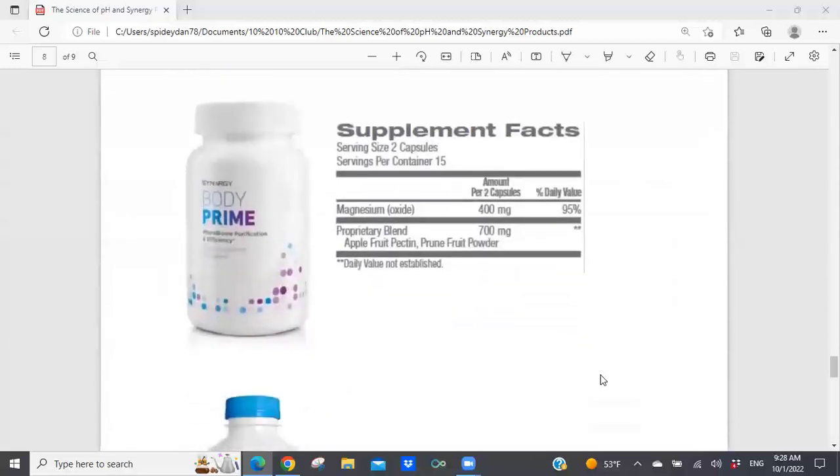Now, some specific products from Synergy with regards to magnesium, the one that Synergy has is the Body Prime. This would be a great product because it's going to give you 400 milligrams of magnesium, which is going to help because when that magnesium gets metabolized in your body, it leaves an alkaline ash, which is going to help, again, maintain that alkaline environment that you're looking for.